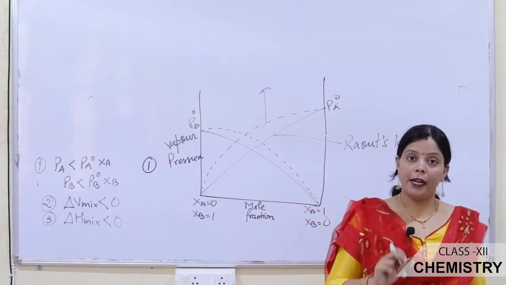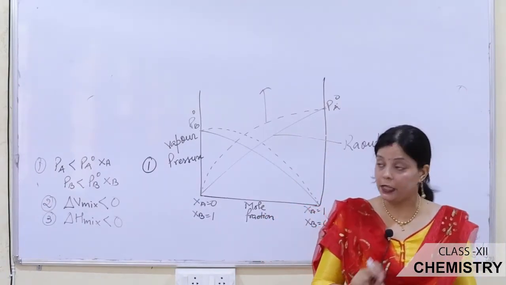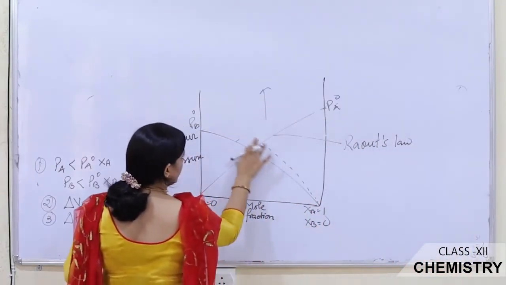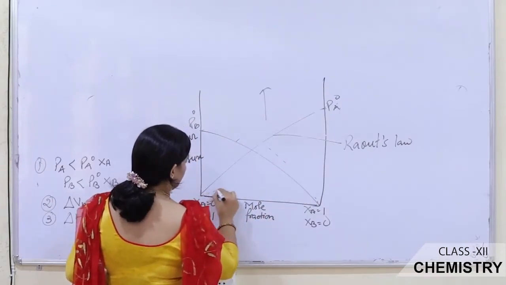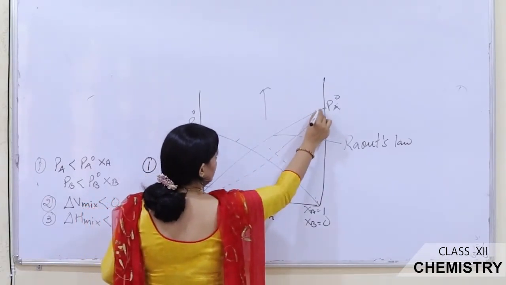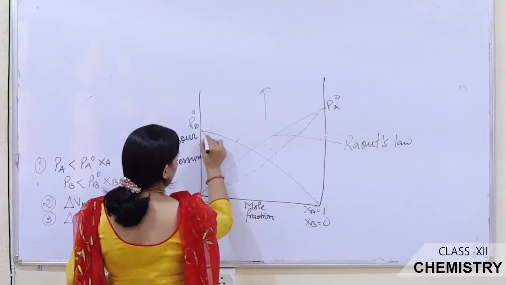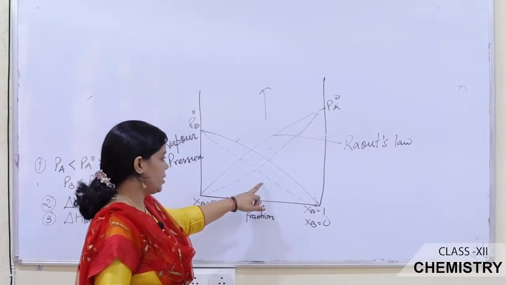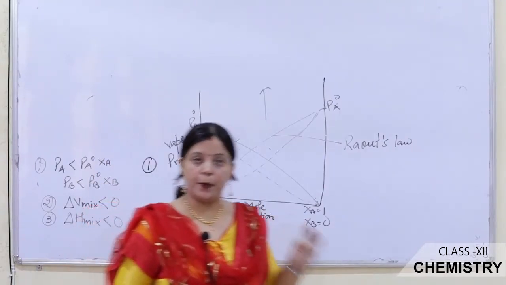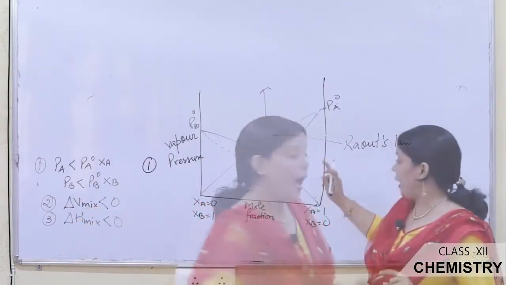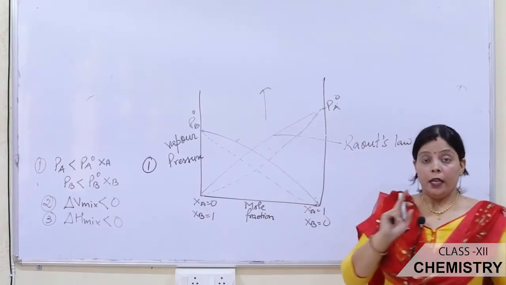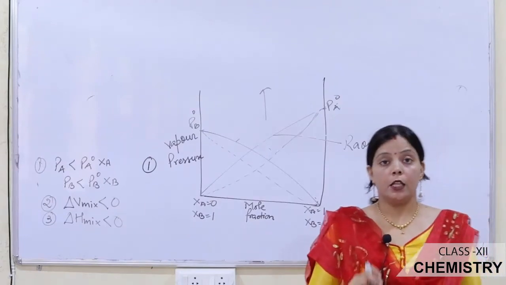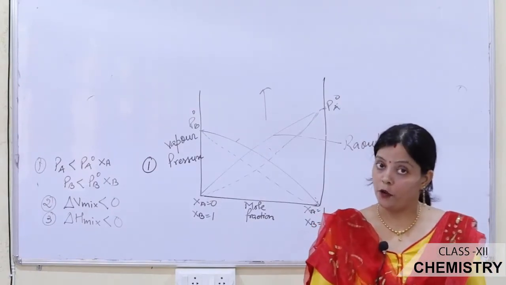Similarly, for the non-ideal solution showing the negative deviation, the line is obtained like this. This line is down. This is the non-ideal solution showing the negative deviation. The vapor pressure is lower than that expected in the case of Raoult's law. The reason is that the solute-solvent interaction is more than the solute-solute and solvent-solvent interaction.